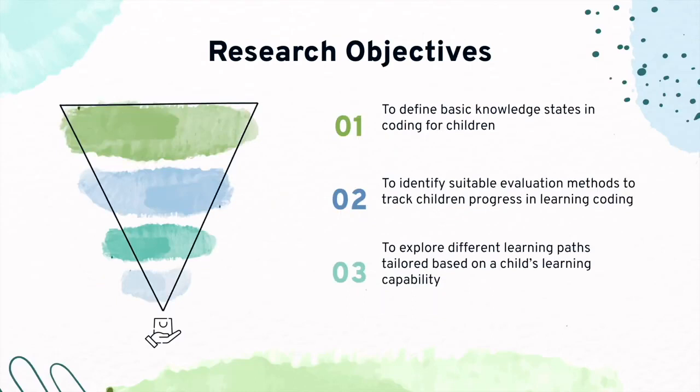Now, there are 3 research objectives. The first one is to define basic knowledge states in coding for children. The second one is to identify suitable evaluation methods to track children's progress in learning coding. And the third research objective is to explore different learning paths tailored to a child's learning capability.